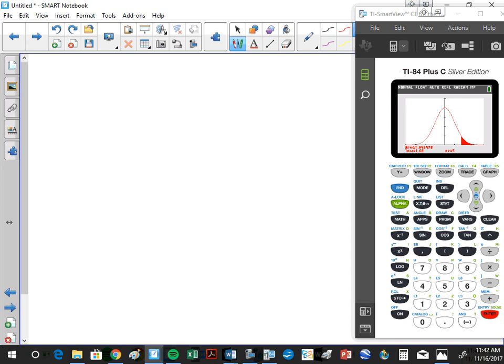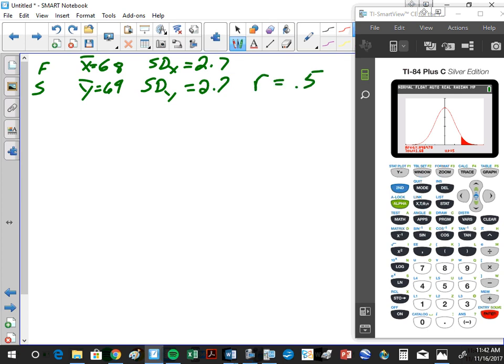Number 2. Okay, so we have fathers. X bar is 68, and the SDX is 2.7. For sons, Y bar is 69, and the SDY is 2.7, and R is 0.5. Okay. What percentage of the sons are over 6 feet tall?